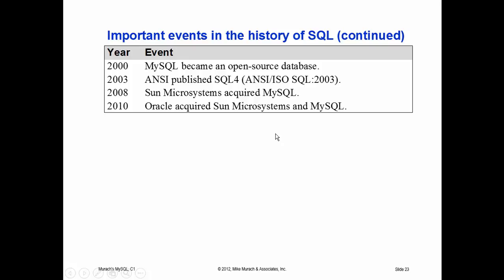MySQL became open source 15 years ago. Oracle acquired Sun Microsystems, which is Java, and MySQL. Previously, Sun had acquired MySQL. So when Oracle acquired Sun, they acquired both Sun and MySQL.